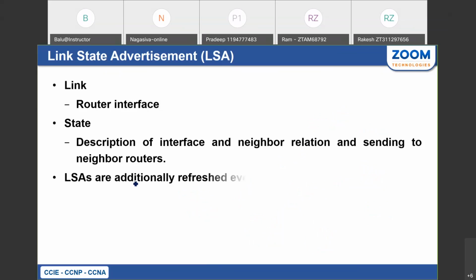That we call here, you can see the last point: LSAs are additionally refreshed every 30 minutes. So how is this exactly happening? What information are they exchanging? Actually they are not exchanging the information. Let me explain clearly what happens after 30 minutes.